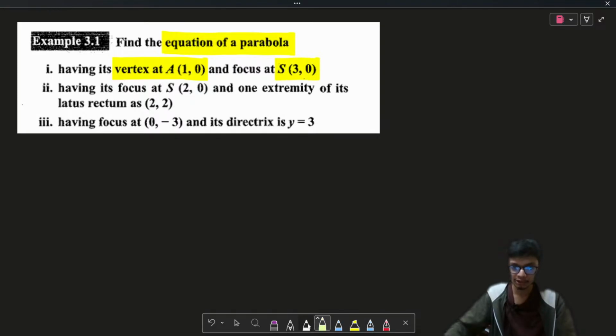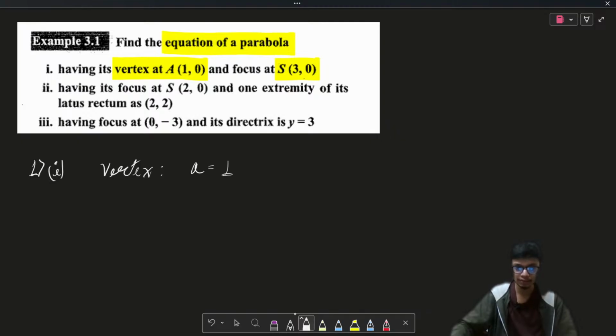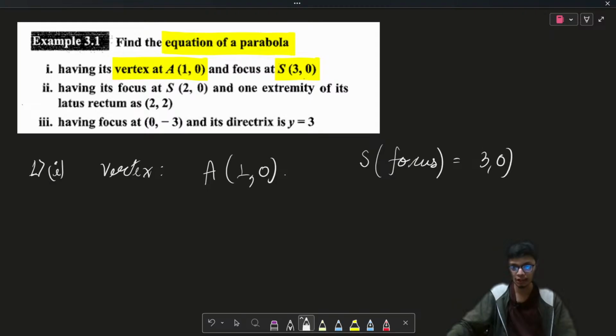So if we talk about the first problem, it is saying that you have to write down the equation of the parabola whose vertex is given as capital A, and that is 1, 0, and the focus, which is given as S, is 3, 0.